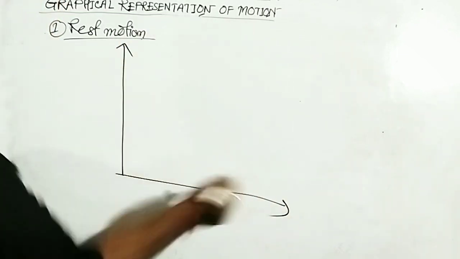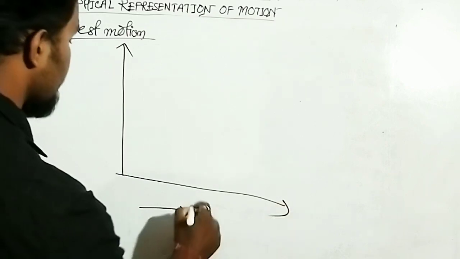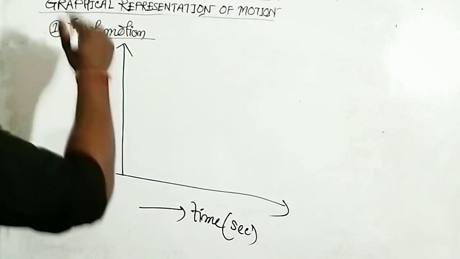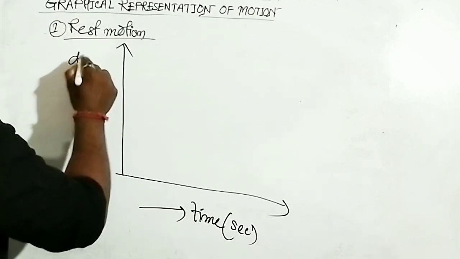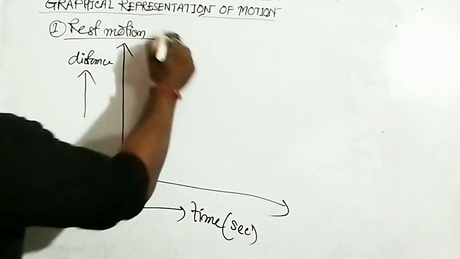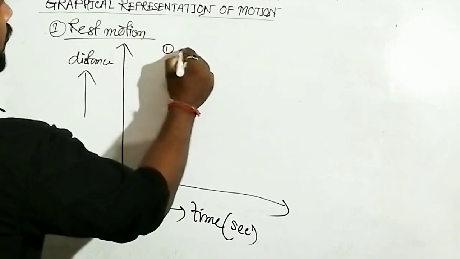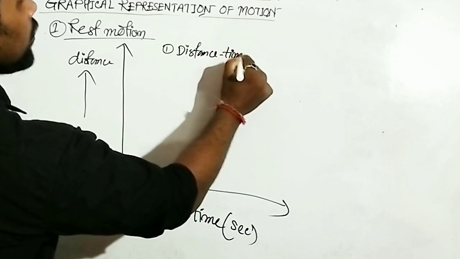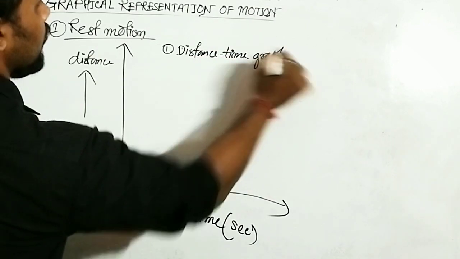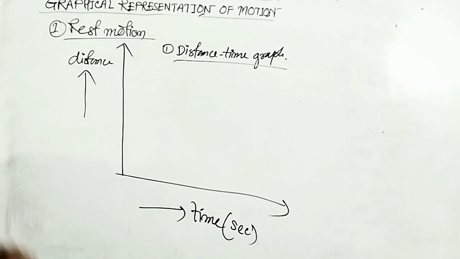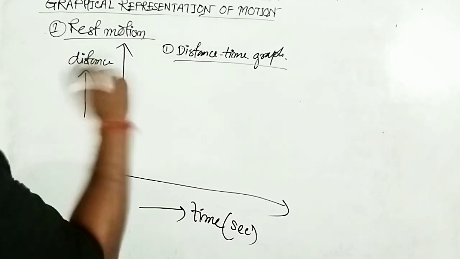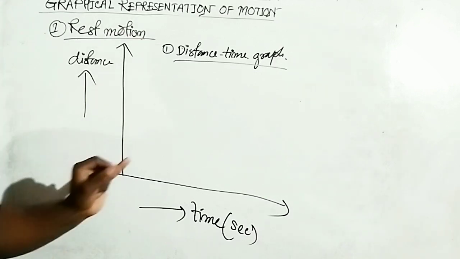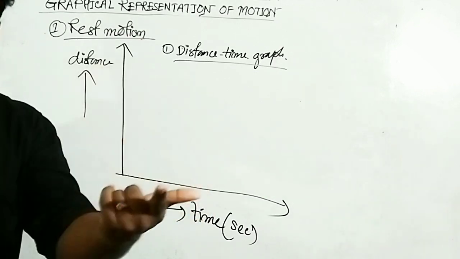On the x-axis, it is always time in seconds, and distance will be here. By the way, this first one is going to be the distance, or you can say position, time graph. I have not mentioned that. This is the distance time graph for the rest motion. Clear? As I told you, if a particle or an object is at rest at a certain time, even if the time changes, it will always be at rest because the motion is rest.